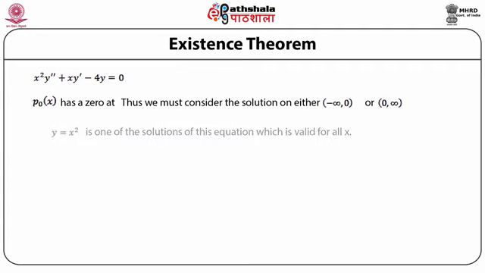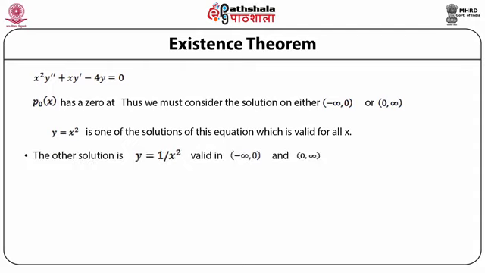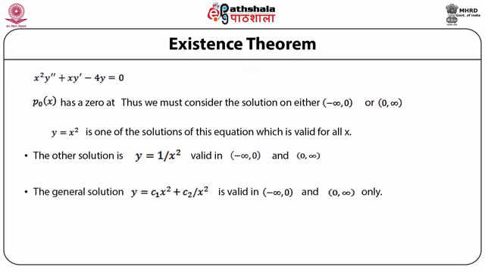By inspection, y equal to x square is one of the solutions of this equation, which is valid for all x. The other solution is y equals 1 by x square. This solution is valid in minus infinity to 0 and 0 to infinity. Thus, y equal to c1 times x square plus c2 divided by x square is the general solution, which is valid in the regions minus infinity to 0 and 0 to infinity only.